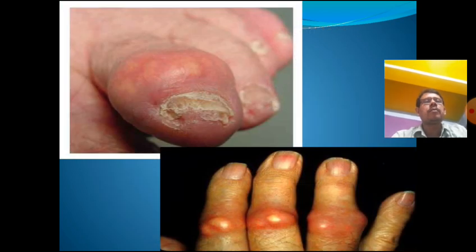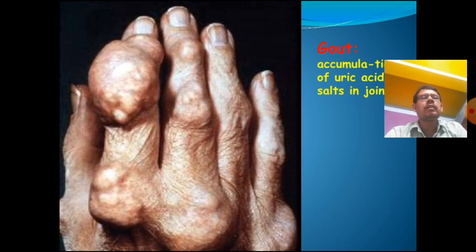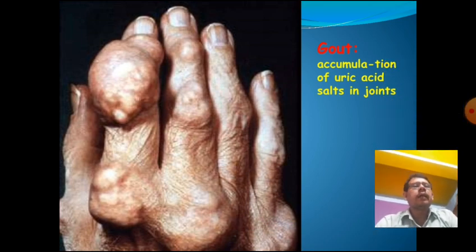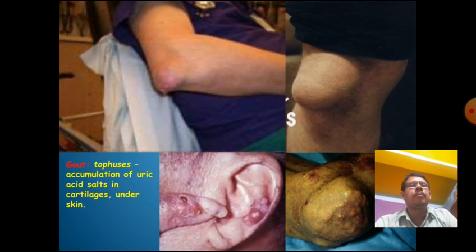So there are some symptoms related to gout. Basically, swelling of the joints. There is some swelling of the joints, and these are the problems. In gout there is accumulation of uric acid salt in the joints, so the movability of the joints will be reduced, and there is also accumulation of uric acid salt in the cartilage and the skin.